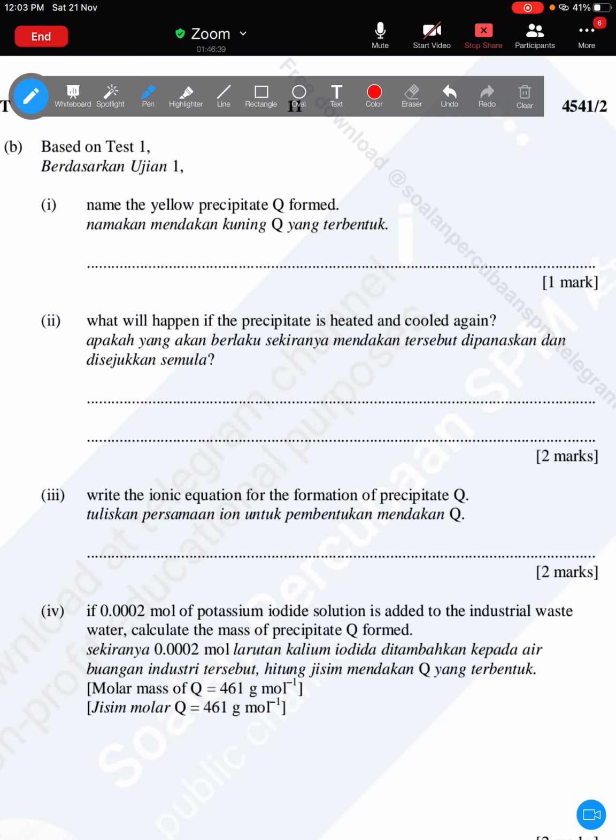Based on test one, yeah? Name the yellow precipitate Q form. Simple, I already gave you. Very good. Lead iodide. Name, name. Don't give the formula. Aiman, name. Bagus. Good.